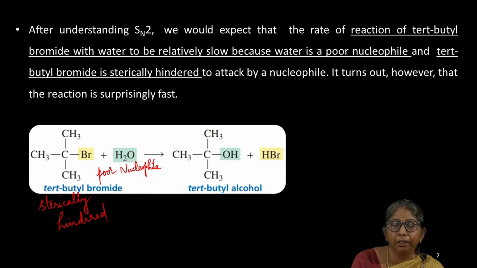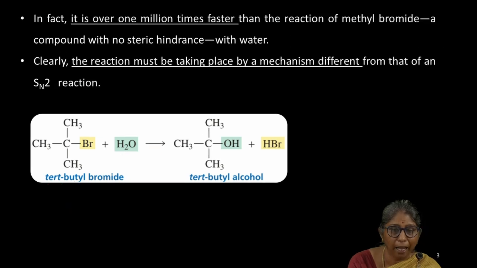We would consider that this reaction will almost not take place by the SN2 mechanism, because the rate becomes very slow. But in fact, it is over 1 million times faster than the reaction of methyl bromide, a compound with no steric hindrance, with water. So this one has more steric hindrance, but the reaction takes place in a very fast manner.